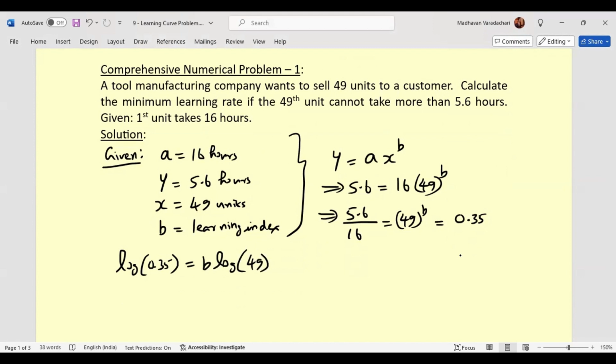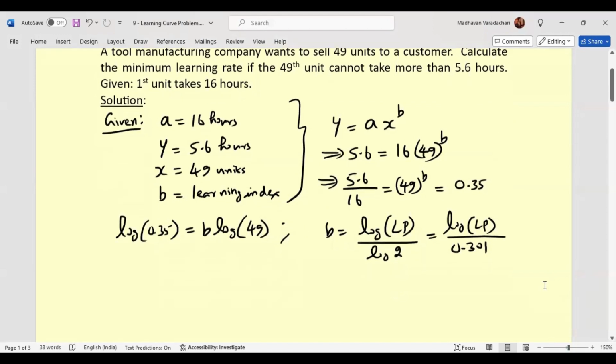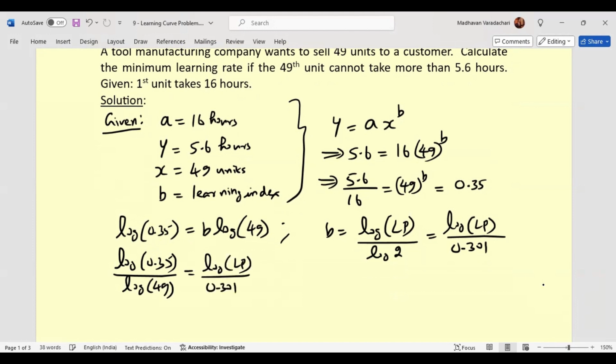Now, B is nothing but logarithm of learning percentage divided by logarithm of 2, which is logarithm of learning percentage divided by 0.301. We know logarithm of 2 to the base 10 is 0.301. So here we will write logarithm of 0.35, I'll bring logarithm of 49 this side, it will go to the denominator, is equal to B. B is logarithm of learning percentage divided by 0.301.